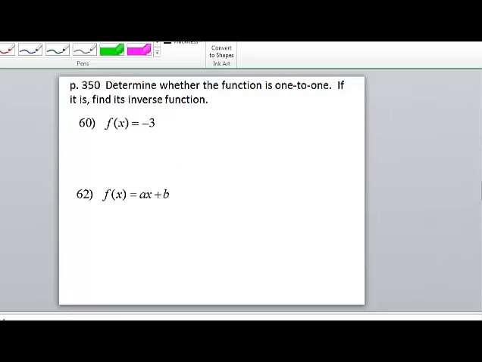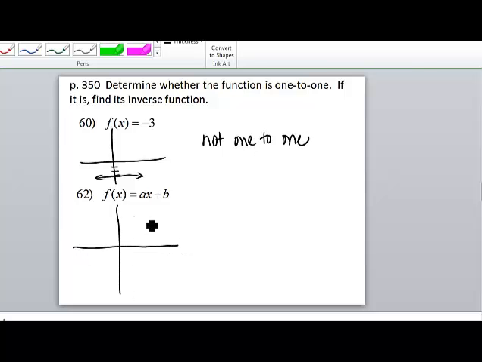Alright, in these problems we're going to decide whether the function is 1 to 1, and we're going to find its inverse. So in this first one, I have just the graph of a horizontal line. We can now see that it doesn't pass the horizontal line test, so this is not 1 to 1. The second problem is a picture of any line, so it could be always increasing or always decreasing. So since it's monotonic, we can now say that it has an inverse.